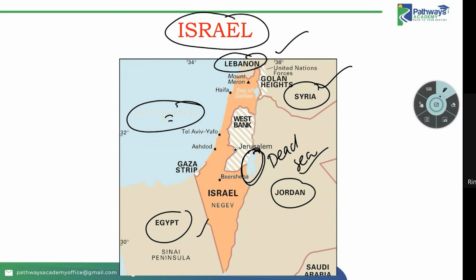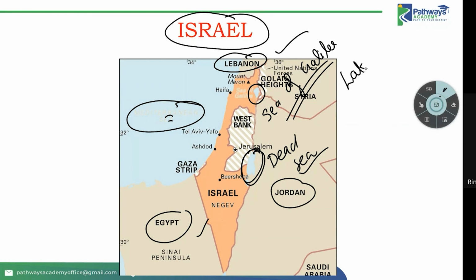And other than the Dead Sea, there is one more water body here that is known as the Sea of Galilee. The Sea of Galilee has other names. What are they? The Sea of Galilee is also known as Lake Tiberias. Okay, please note it down. The Sea of Galilee is known as Lake Tiberias, and it is also known as Lake Kinneret. Okay, so these are the three water bodies near or encircling Israel.